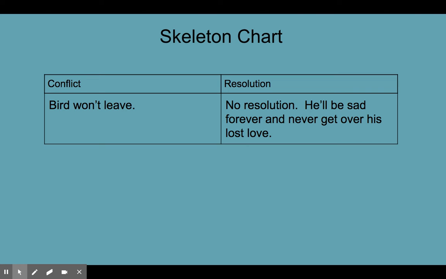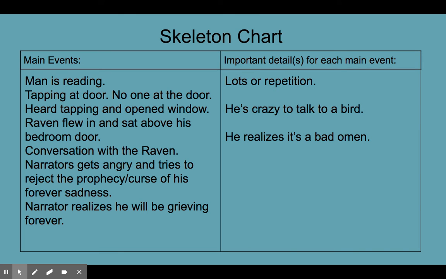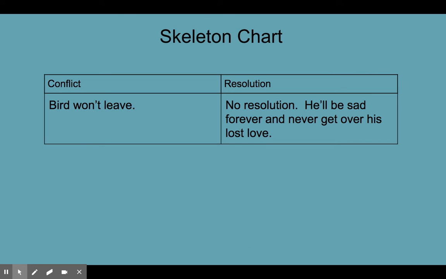forever. And he's never going to get over his lost love. So there's no resolution of his heart. And as far as we know, the bird is still there, right? So we don't know that the bird is ever leaving. So this skeleton chart is just a way for you to map out the who, what, when, where, why of what happens, just the basic.